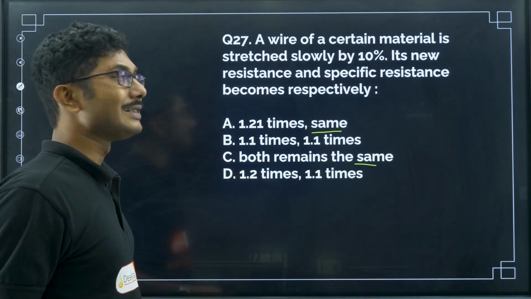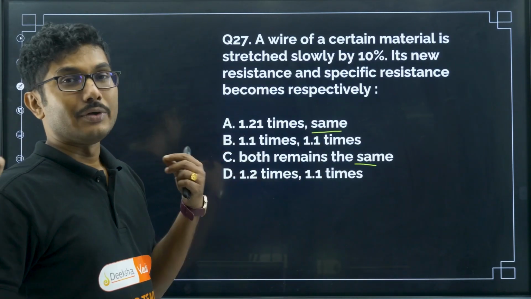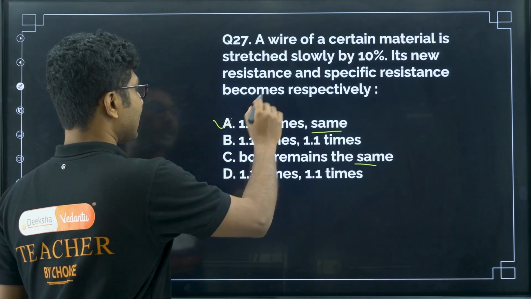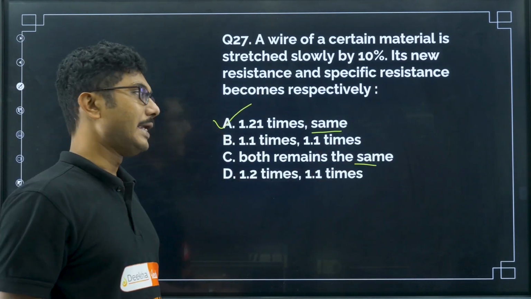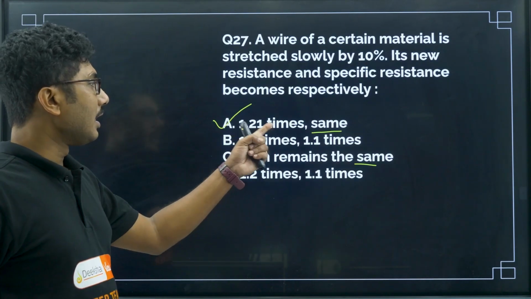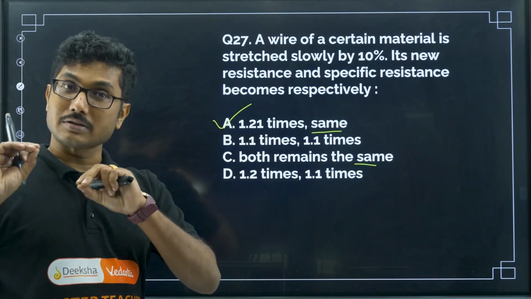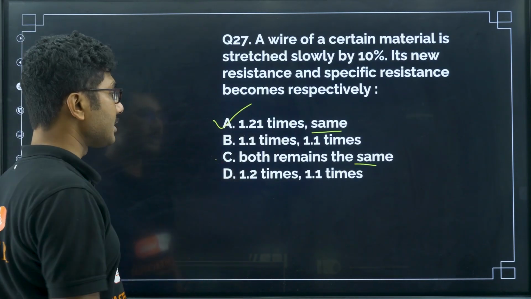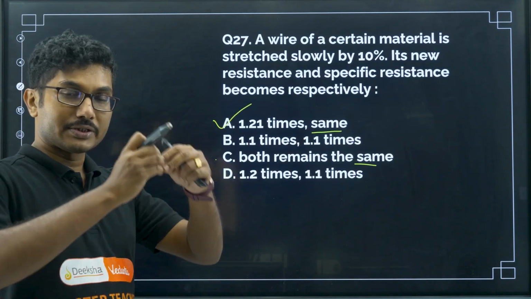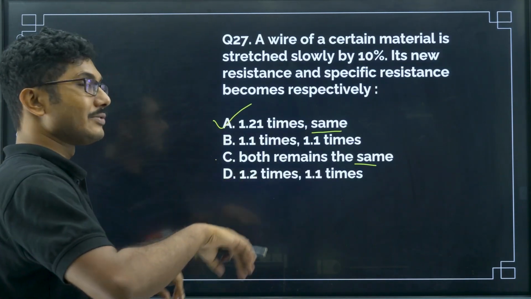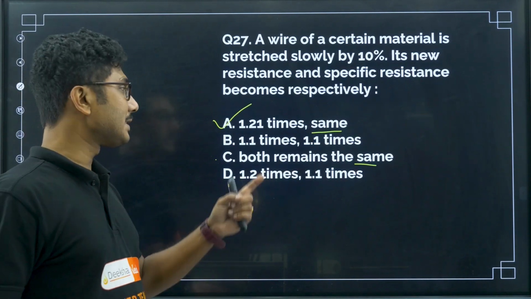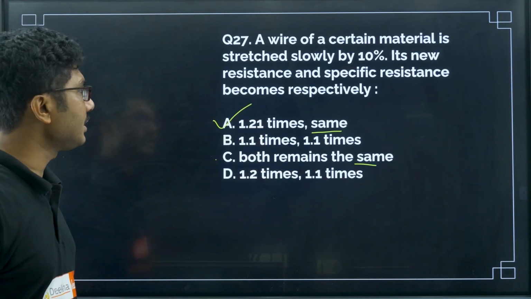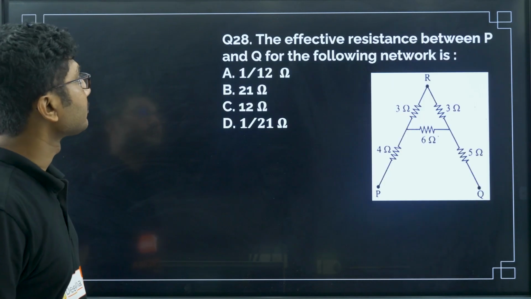As the length is increasing, the resistance will definitely not remain the same. So the correct answer is option A. In this case you don't need to solve anything, you can just read the options. Specific resistance does not change, so the possible option is either C or A. Now you are changing the length, so resistance will definitely increase, and in option C they have mentioned both will remain the same. That is not possible, so the correct option is option A.